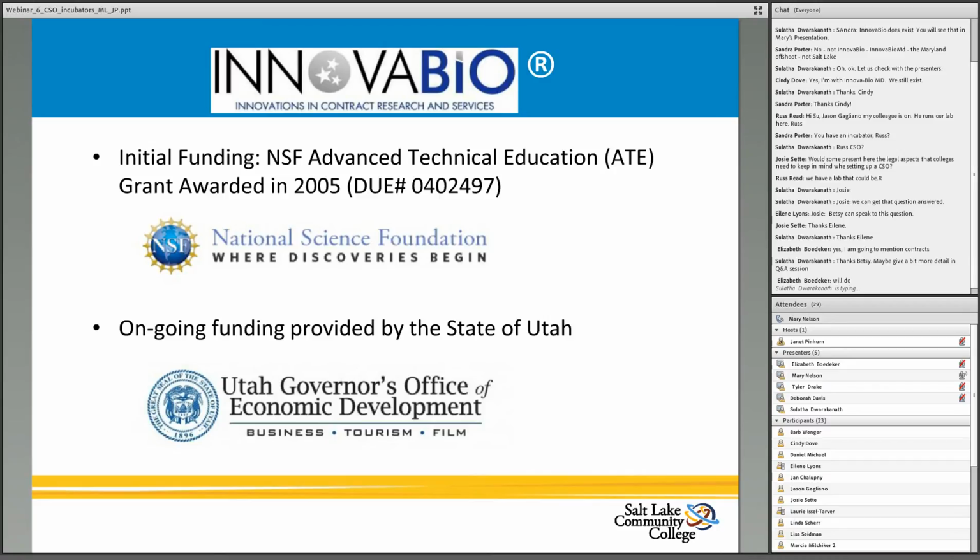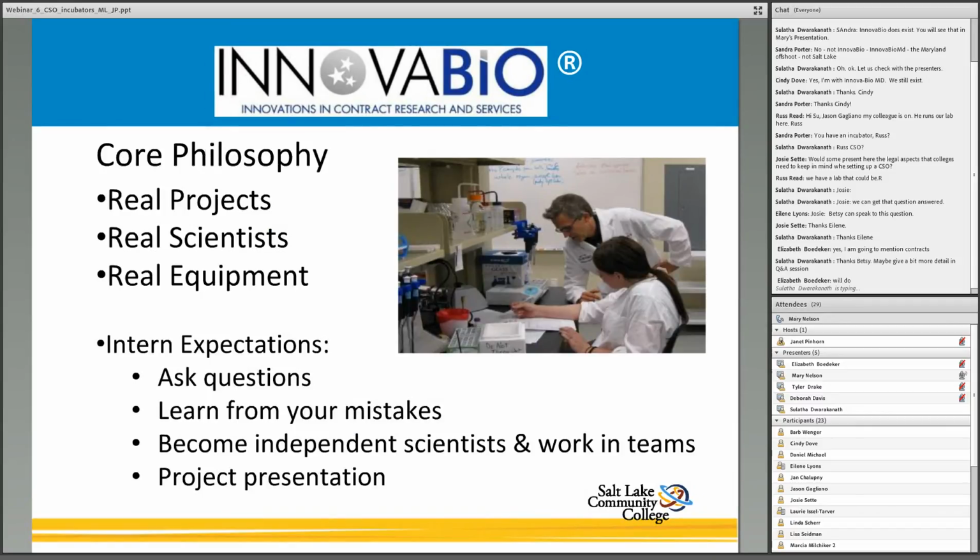InnovaBio, as Deb said, was started by a grant awarded to the college for Tammy Getz to create this contract research organization where students could do their internships in-house. When the grant funding ended, Tammy was in the right place at the right time and was able to secure funding through the Utah Governor's Office of Economic Development. So that allows us to continue, and we have 3 staff members, which I'll talk about on the next slide.